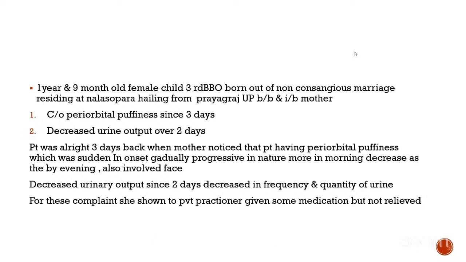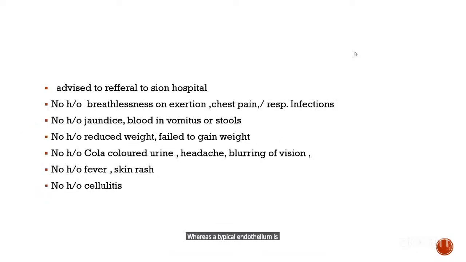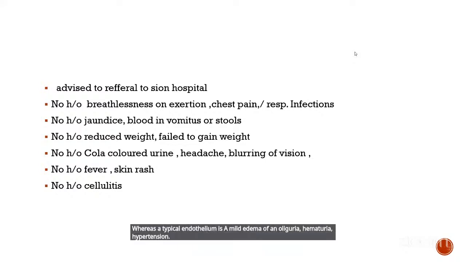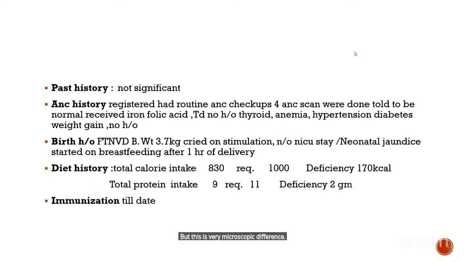I think once you say glomerular, you add a word glomerular endothelial or epithelial. Epithelial has much more severe edema. The prototype is nephrotic syndrome, whereas a typical endothelial disease has mild edema, often oliguria, hematuria, hypertension. But this is a very microscopic difference. One gets on to another area as well, and one can start with one area and spread to the other.